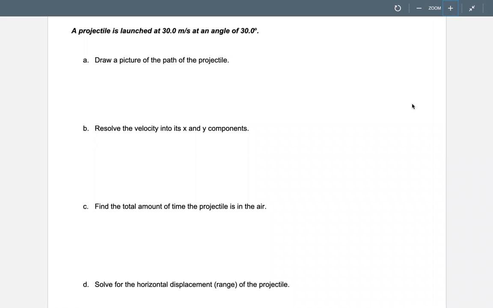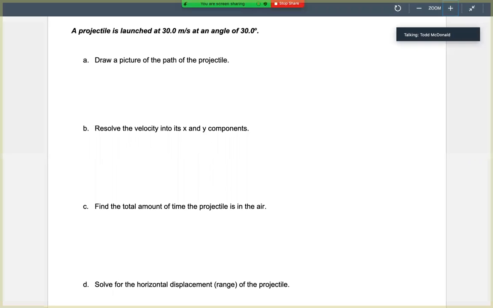All right, first thing is it says a projectile is launched at 30 meters per second at an angle of 30.0 degrees. First thing we're going to do is draw a picture of the projectile path. All I want you to catch here is that if this is fired at an angle, we're going to say at 30 degrees, what does the path of our projectile look like? Well, it's going to be fired like this. It's going to go to a certain height and it's going to come back down.